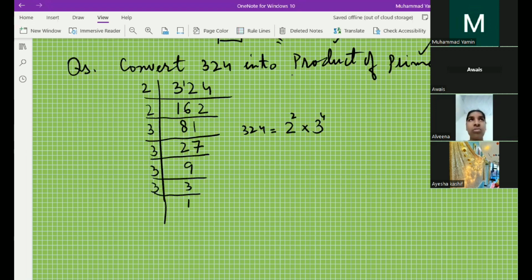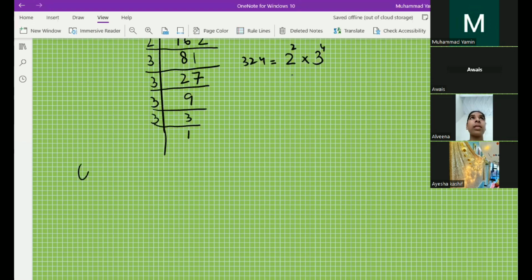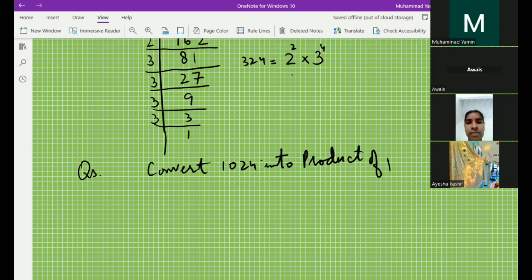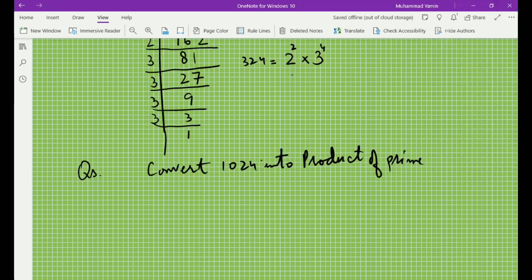Okay. Just see another example, and this example, you people will do. I will give you 2 minutes to do the factorization process, and that is to convert 1024 into product of prime factors.